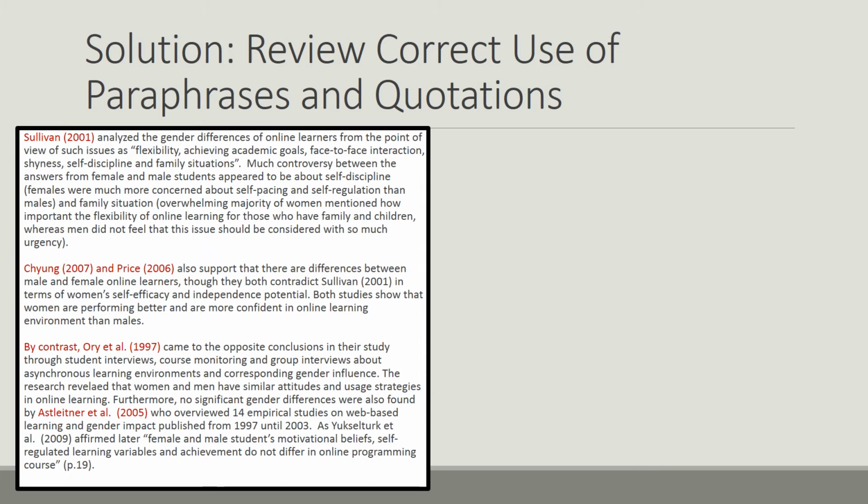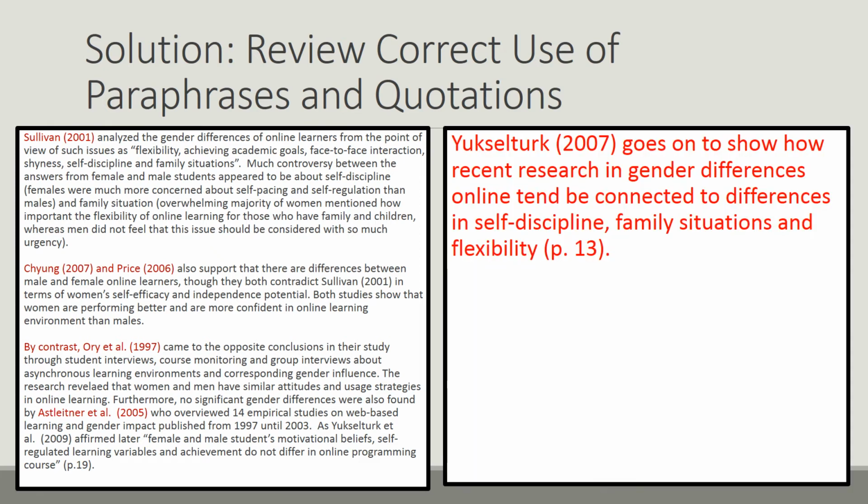The second one is that we had this whole 3-paragraph, most of this essay relies on the same structure that Yüksel-Türk presented, where group 1 from Sullivan, group 2 Chung and Price, group 3, and so on and so forth. If we fix this in the same way we fixed the first one, we end up with this: Yüksel-Türk goes on. We keep the emphasis on Yüksel-Türk, where we say that he shows how recent research in gender differences online tend to be connected to differences in self-discipline, family situations, and flexibility.